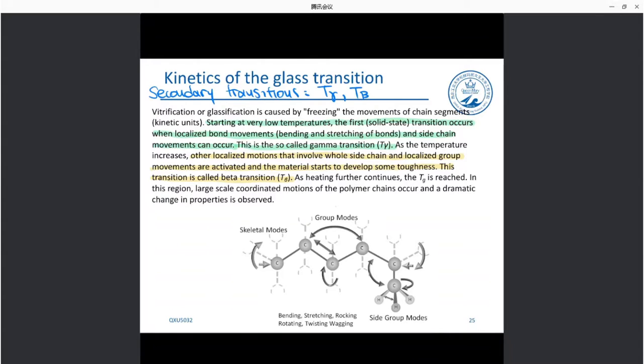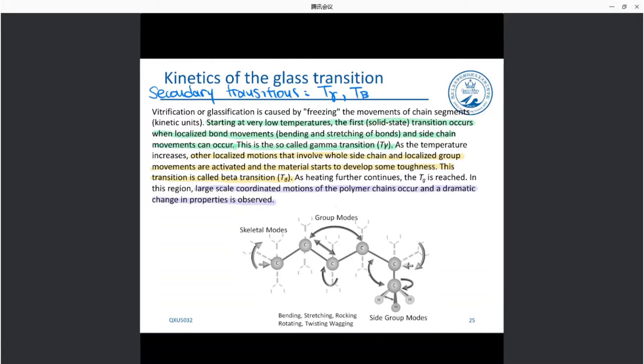So if we have different types of modes in the polymer moving, vibrating as a result of the thermal energy that we're applying, then we have secondary transitions. And once we have enough thermal energy to allow conformational changes, then we reach the glass transition, which leads to a large scale motion. So we have a large scale coordinated motion of a polymer chain and a dramatic change in properties.